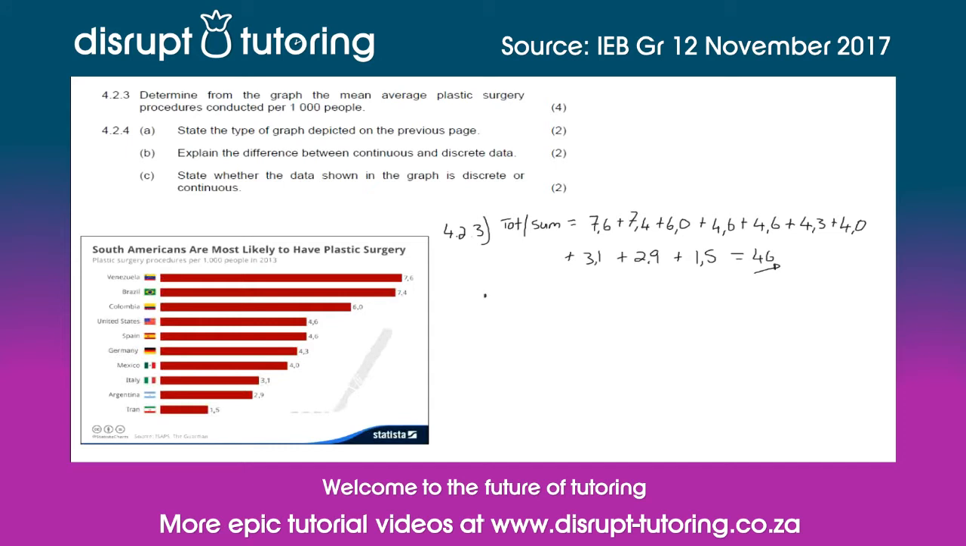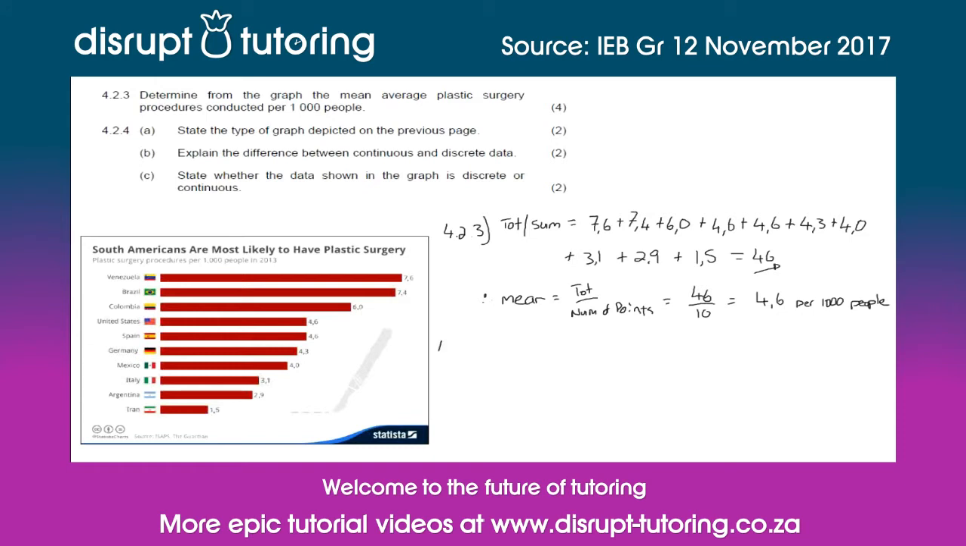So then your mean equals your total divided by the number of points, and we said that the number of points is 10, so it's going to be 46 divided by 10. Put that in your calculator and you get that it equals 4,6 per 1,000 people. And that's your mean.